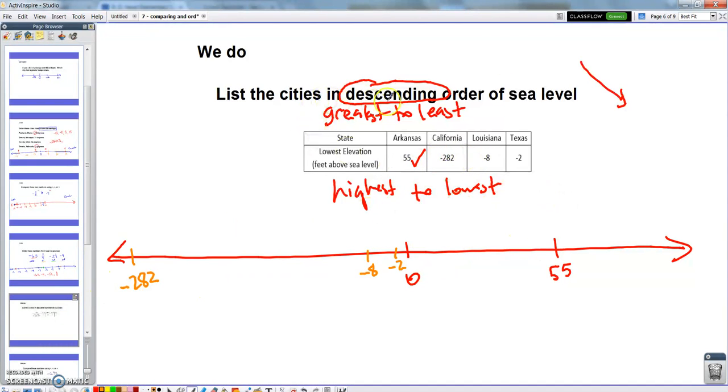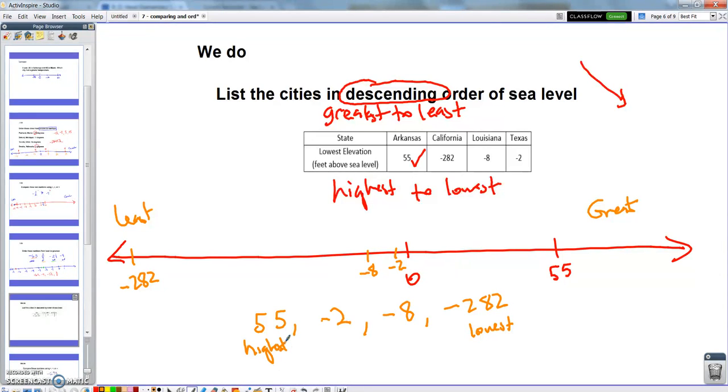So if I'm going to go from greatest to least here, now I'm going the other way. Greatest is over here. Least is over here. So 55 is the highest. Negative 2 is the next lowest. It's like a little below. Then this is the next lowest. It's a little farther below. And then this is like way below sea level. So this is the lowest. And this is the highest.